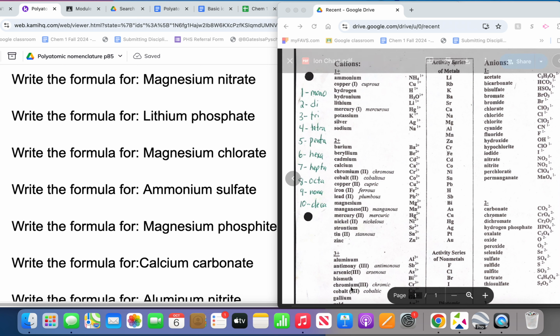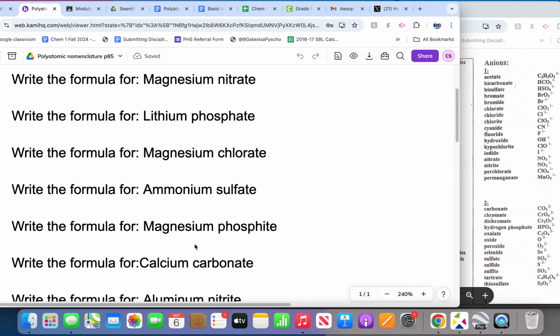This video is how to write formulas and name compounds that contain polyatomic ions. Okay, so the first one is magnesium nitrate. You'll start off by writing the formula for magnesium nitrate.